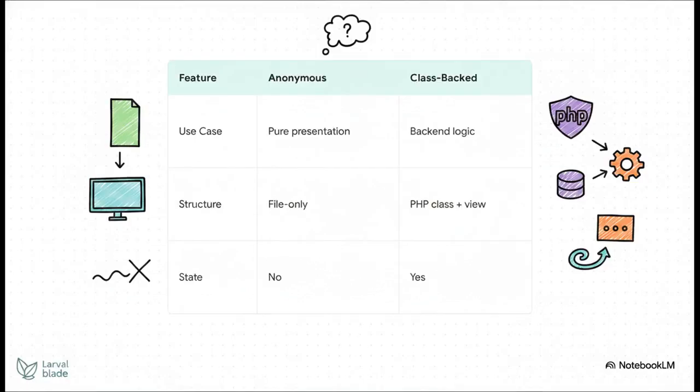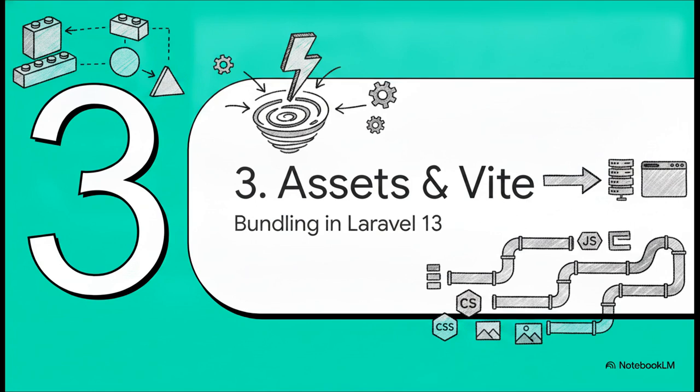And this brilliantly illustrates how Blade gives you options based on what you actually need to build. There are two main structural patterns here. First, we have anonymous components. These are file-only, pure presentational layouts. There's zero backend logic involved, making them absolutely perfect for simple UI wrappers. On the flip side, we have class-backed components. This pattern pairs a dedicated PHP logic file with your view layer. You'd reach for this when your component needs to explicitly normalize data, talk to a database, or handle complex state injection right before rendering. Which brings us to Section 3, Assets, Bundling, and Vite.